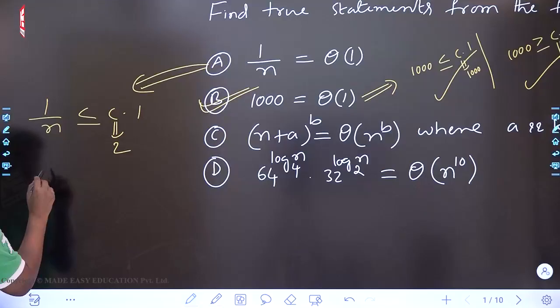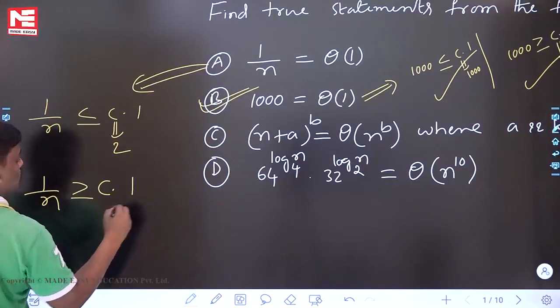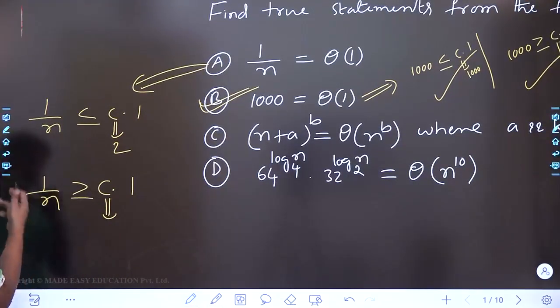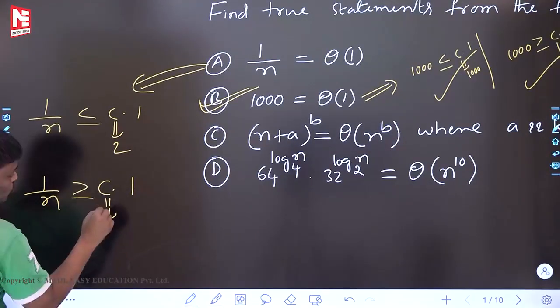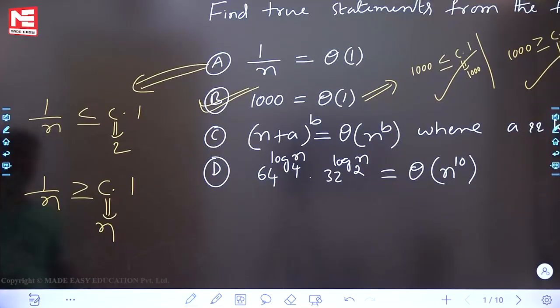See the big option A, omega. Theta means what? Omega also: 1 by n greater than or equal to some C into 1. Can you help me now? What C value should I take so that the left will be bigger or equal? What is the answer? N.